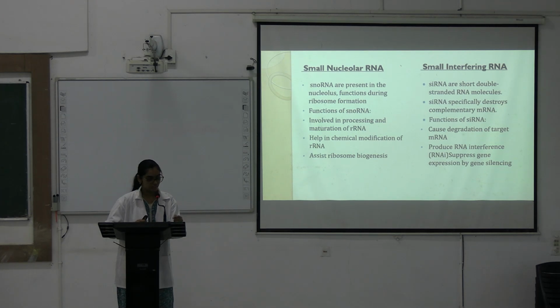Whereas small interfering RNAs are short double-stranded RNA molecules which are involved in regulation of gene expression. The small interfering RNA binds specifically to complementary mRNA and causes degradation of the mRNA. This process is called RNA interference. Because of this property, small interfering RNA has therapeutic application in gene silencing technology.